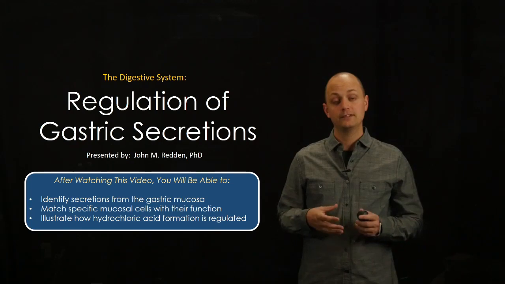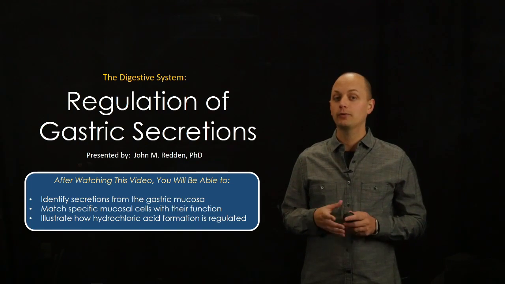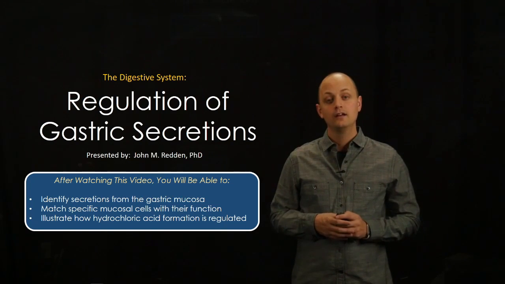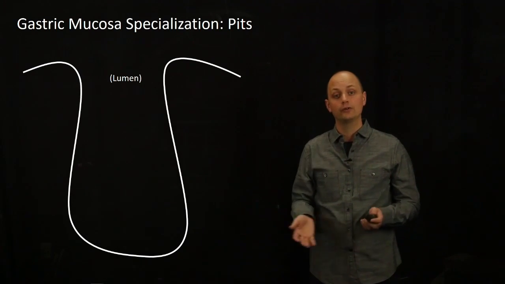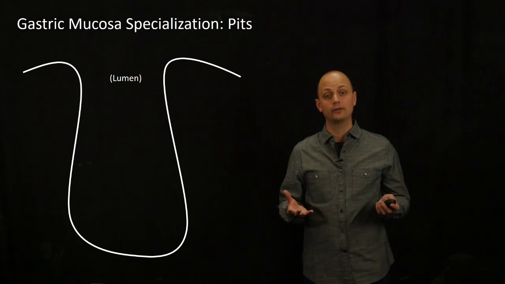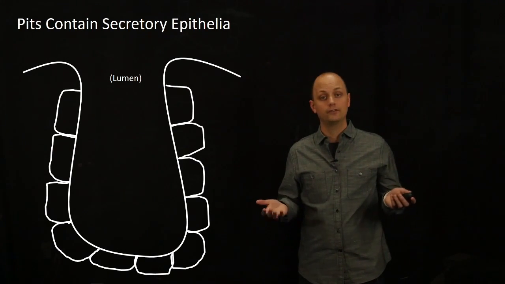We'll talk about the specific cells inside the gastric pit, what they secrete, and ultimately how the process of hydrochloric acid formation is regulated inside the stomach. So remember that the gastric mucosa has a specialization known as the gastric pit. And this is where most of the secretory epithelial cells are located. Even though it looks like all of these cells are the same, there's actually quite a bit of diversity.